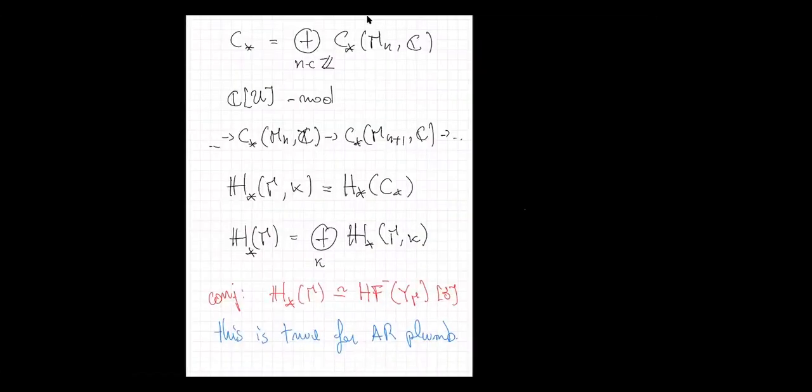Okay, yeah, so I said that the conjecture says that there is an isomorphism between the lattice cohomology of the graph gamma and the HF minus of the link of the singularity. And indeed, this is true for almost rational plumbings. And this is what we specialize in for this talk.